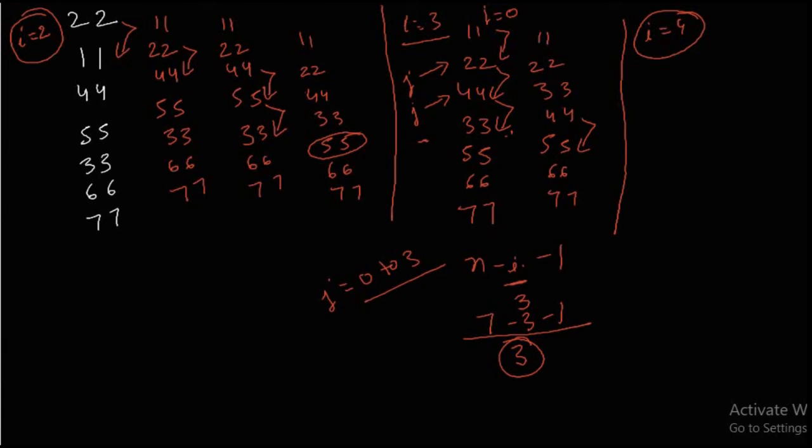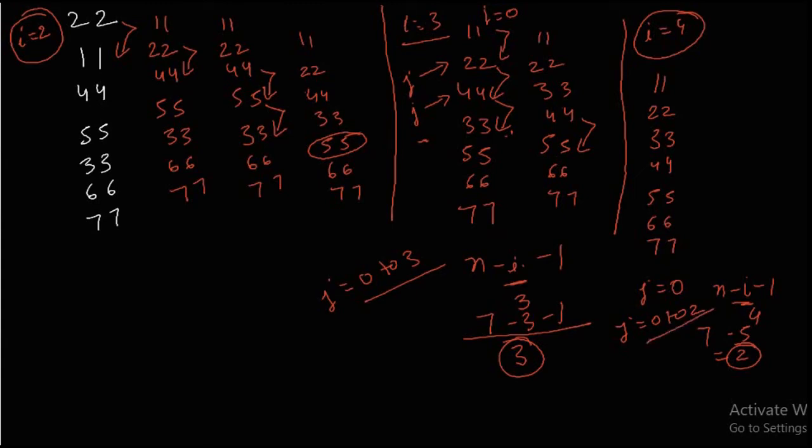In this condition, what we are going to do? Now we have the list 11, 22, 33, 44, 55, 66 and 77. Now j will start from 0 to n minus I minus 1. Now the value of I is 4. So it will become 7 minus 5, which is 2. So j will go from 0 to 2 only.